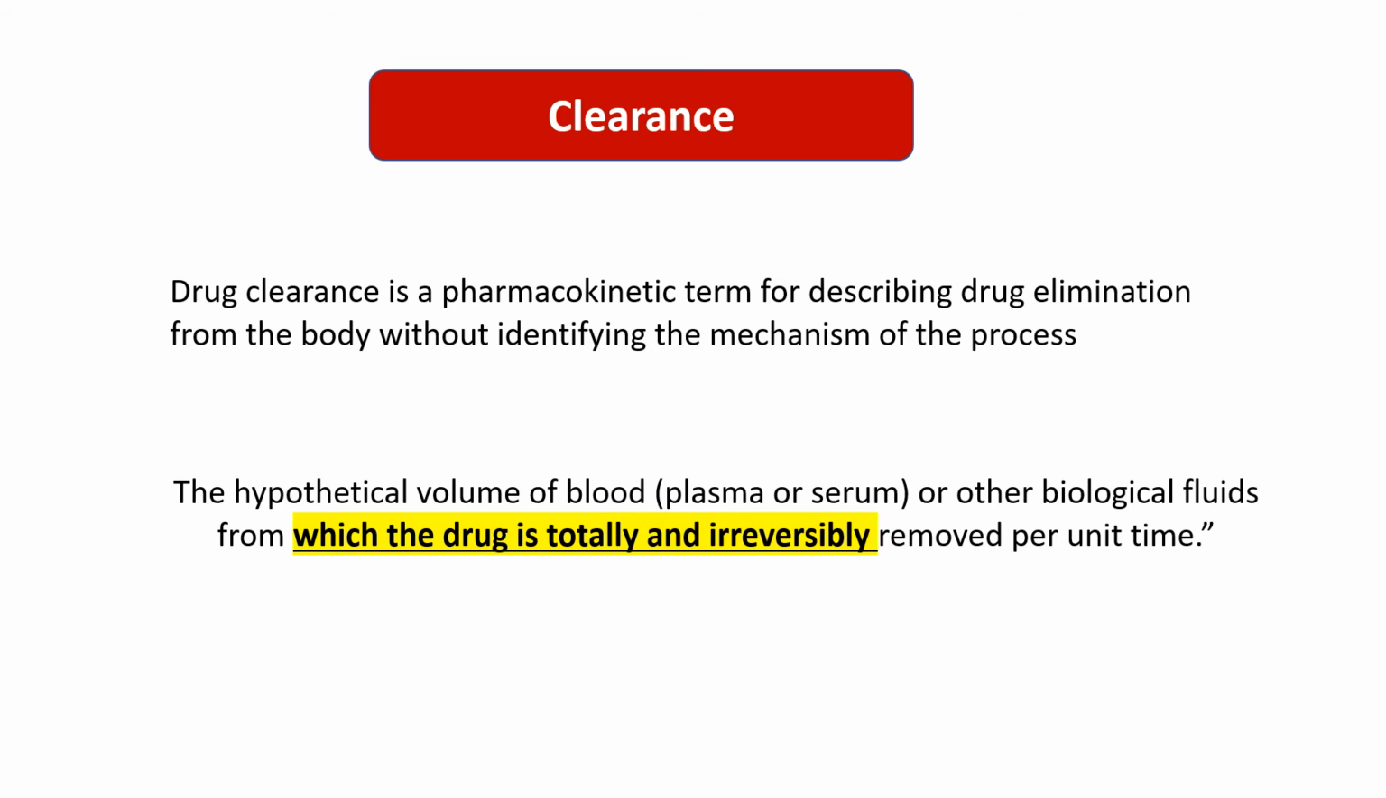Clearance is another pharmacokinetic parameter used to describe drug elimination. Drug clearance is a pharmacokinetic term for describing drug elimination from the body without identifying the mechanism of the process. Drug clearance considers the entire body as a single drug eliminating system from which many unidentified elimination processes may occur. And it is described in terms of volume of fluid containing the drug per unit of time.